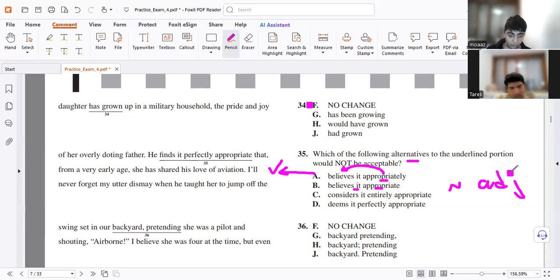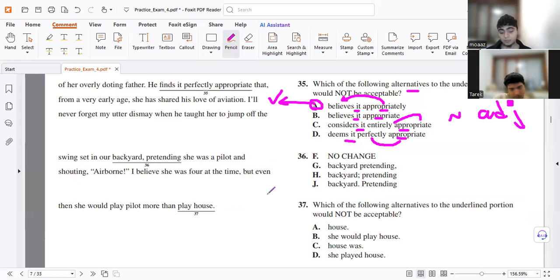Like "I consider it correct." You know it? Yeah. "It entirely appropriate," adjective, correct. Here he adds an adverb to the adjective. No problem, it's correct. But here, wrong. So the adverb does not describe "it." Here you change the meaning. Number 36.